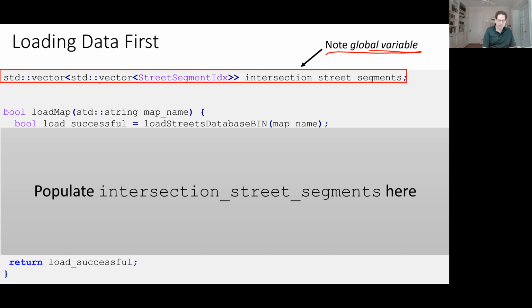I'm going to make a global variable, a vector of vectors, and each of those stores a street segment index. I'm going to visualize this in a minute. I'm going to load that up. So in my load map, first I have to load in the streets database API. This call does that, and now I can ask questions of the streets database API.